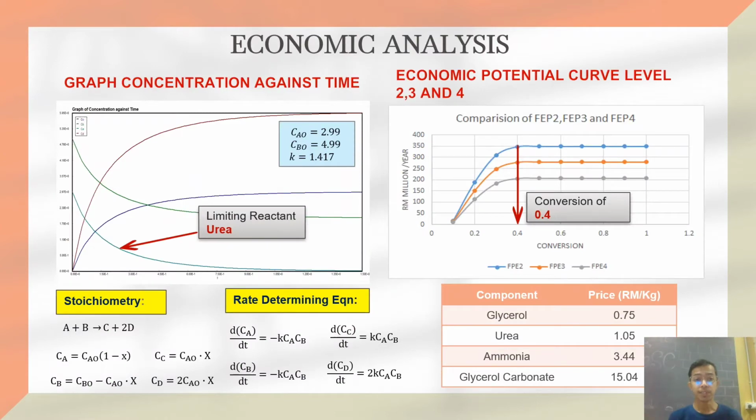For the economic analysis, from the stoichiometry equation, we derive the rate determining equation and generate a graph of concentration against time, and our limiting reactant is urea. From the prices for each component, we plot the economic potential curve for level 2, level 3, and level 4. The curve started to become constant at the conversion value of 0.4, which is close to the literature study.